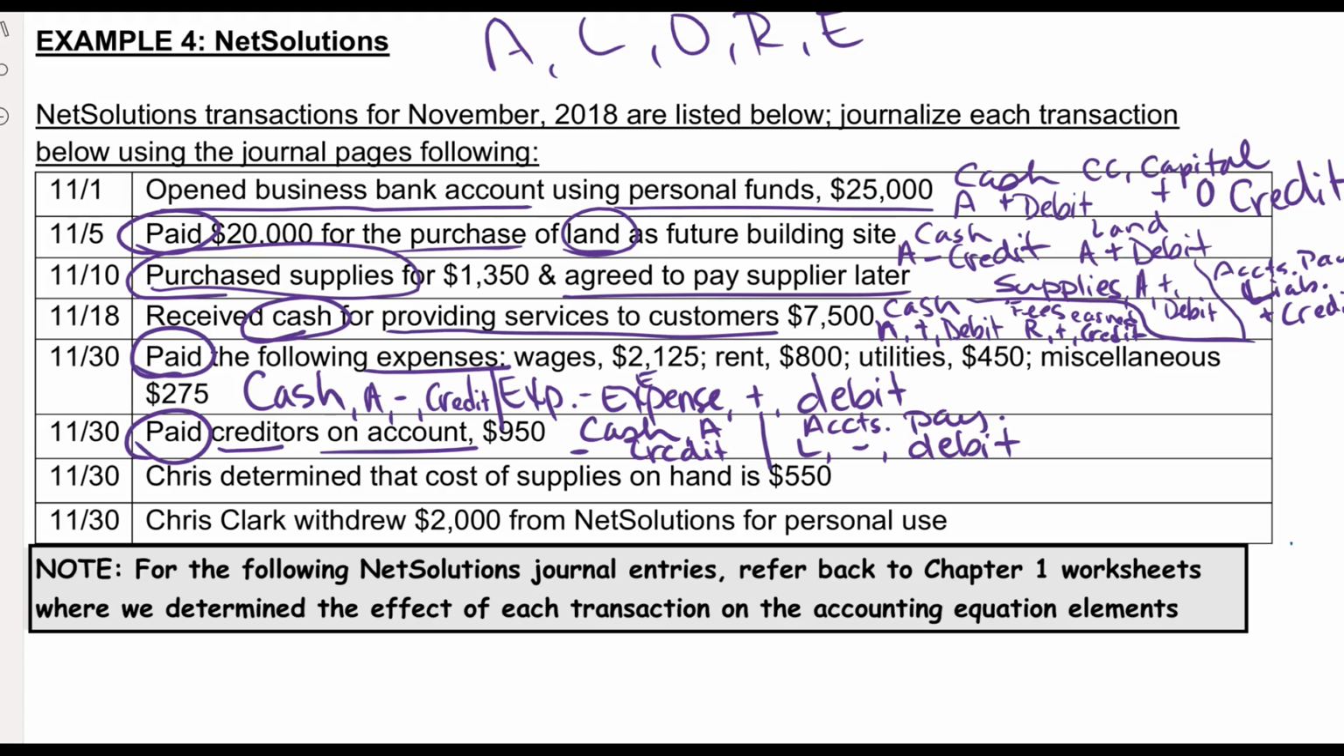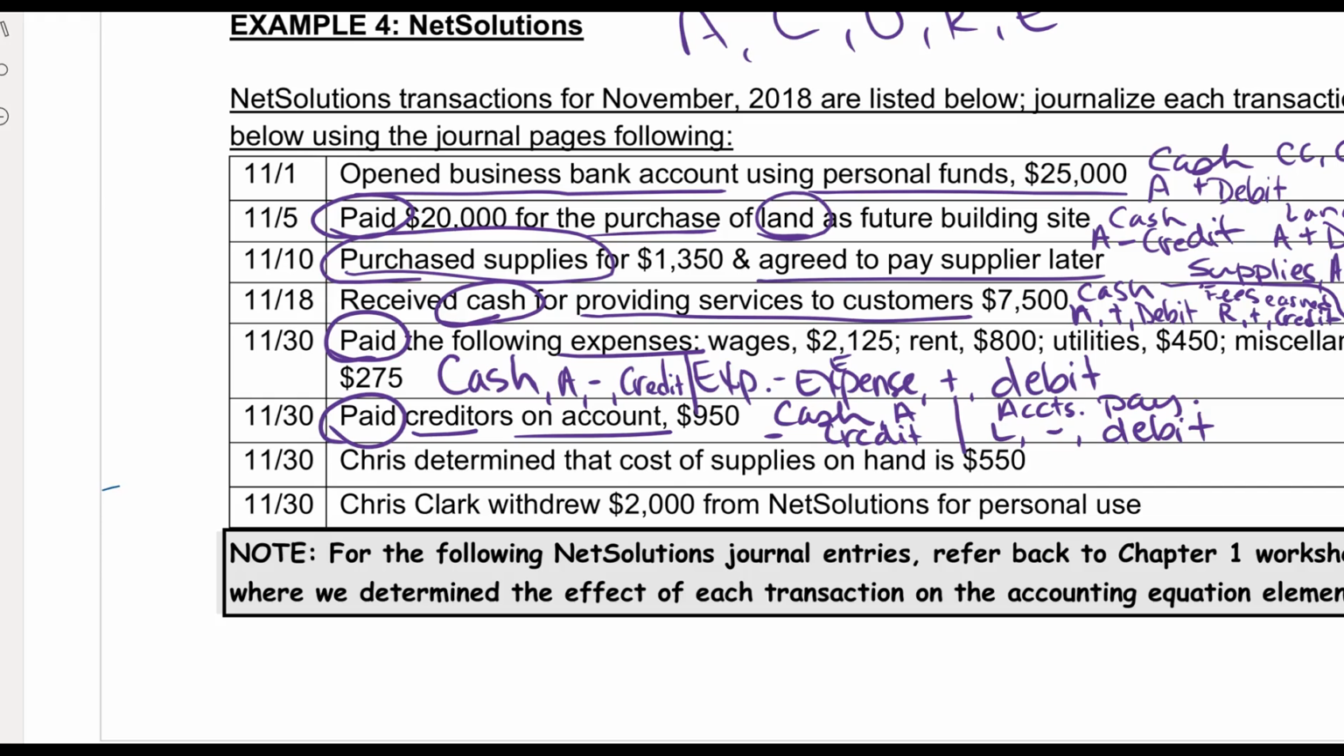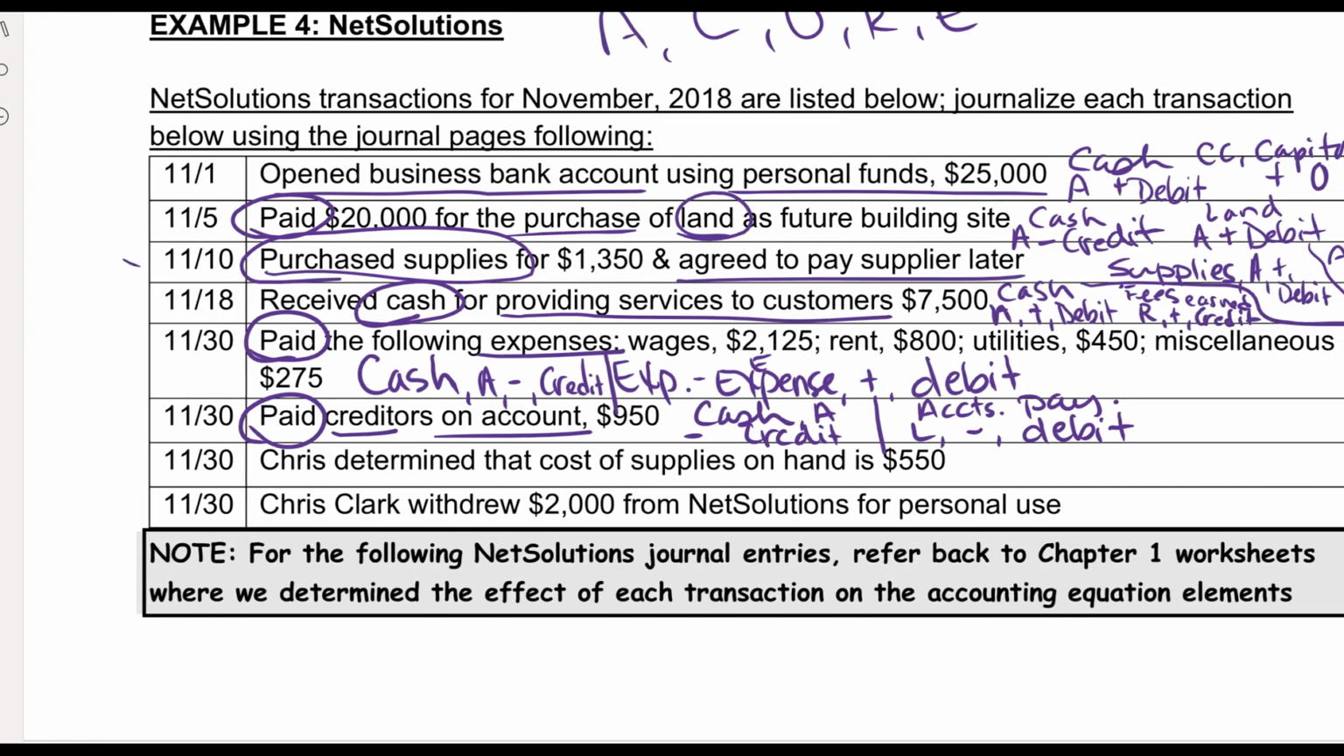All right, the last two. Chris determined that cost of supplies on hand was $5.50. Well, if you'll remember, up here at the top, he bought $13.50 in supplies. Well, on hand means what he's got left. So we need to determine how much was used. And that comes to $8.00.